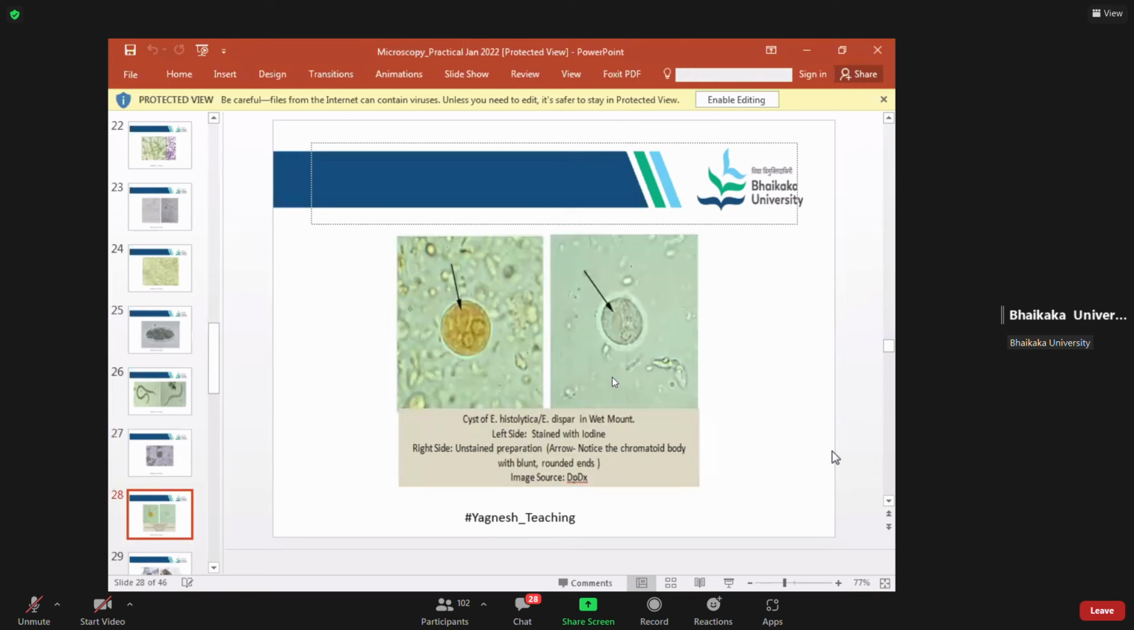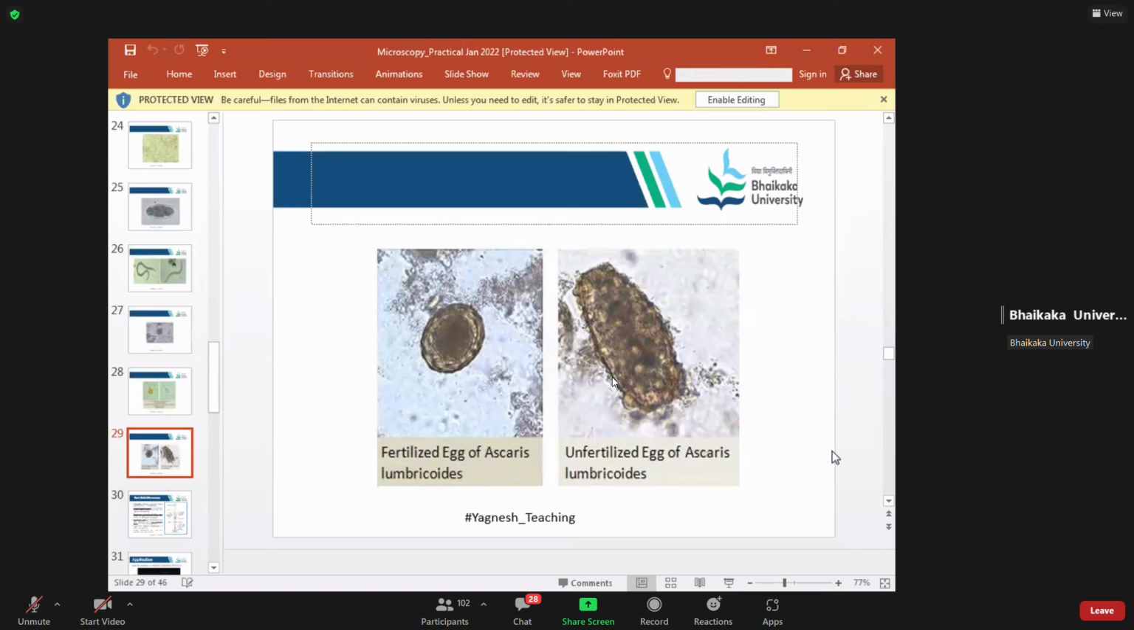These are the 2 types of eggs seen under the microscope in a stool specimen. Fertilized eggs of Ascaris lumbricoides on the left side, and on the right side, unfertilized eggs of Ascaris lumbricoides. Later on, we will discuss this in the GIT module in the month of April or May.